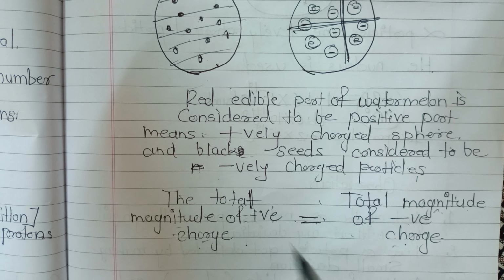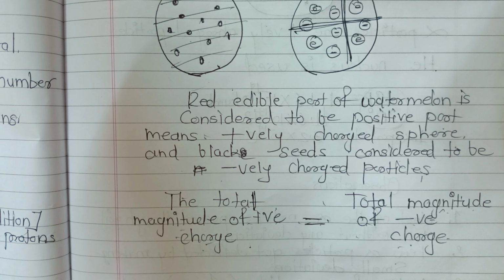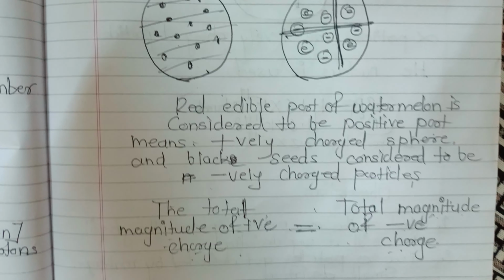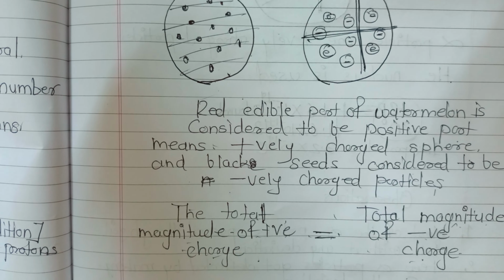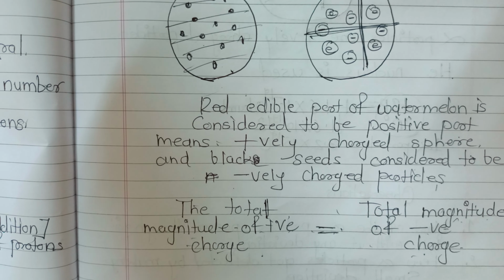So this is all about Thomson's model of an atom. In tomorrow's lecture we will talk about Rutherford's model of an atom and Rutherford's gold foil alpha particle scattering experiment.